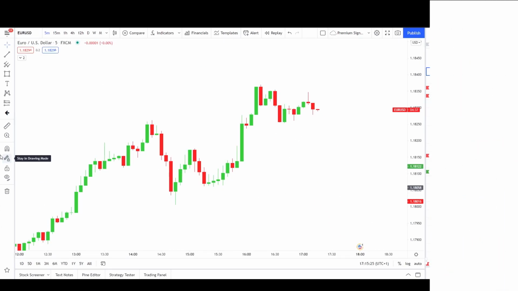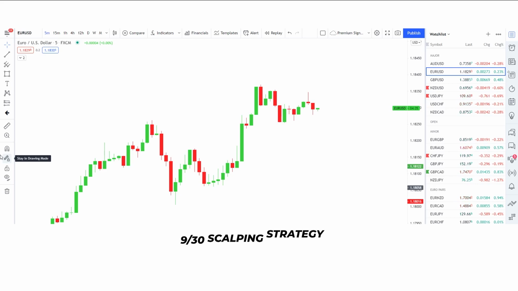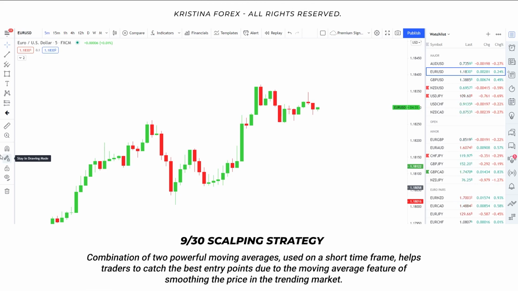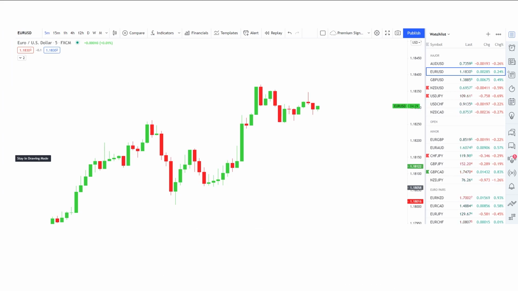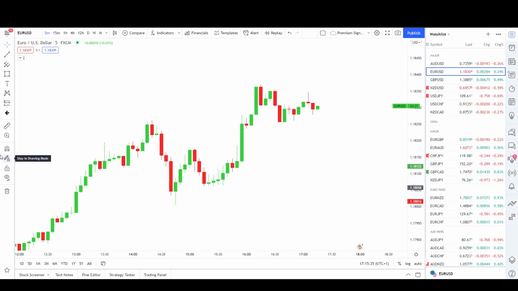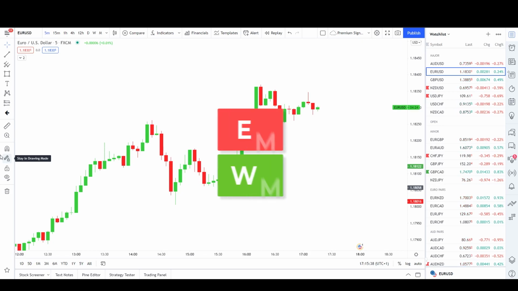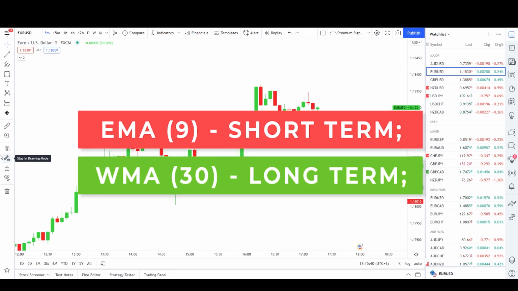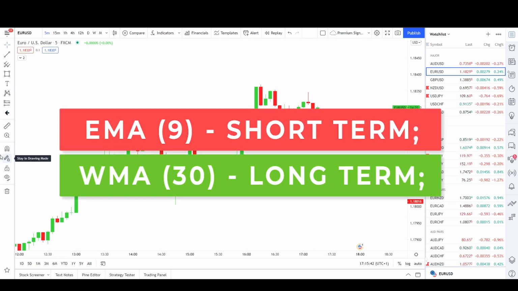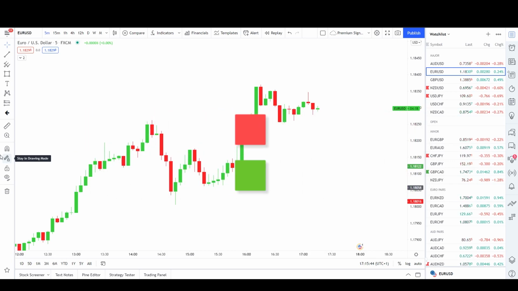And I did a little bit of research, so basically this 9/30 trading setup was created by Mike Burns, and that involves using a combination of two moving averages, which are a 9-period exponential moving average, which is short term, and a 30-period weighted moving average, which is long term. Additionally, both of these moving averages can indicate an upcoming pullback and teach us how to make profits by staying in that trend.